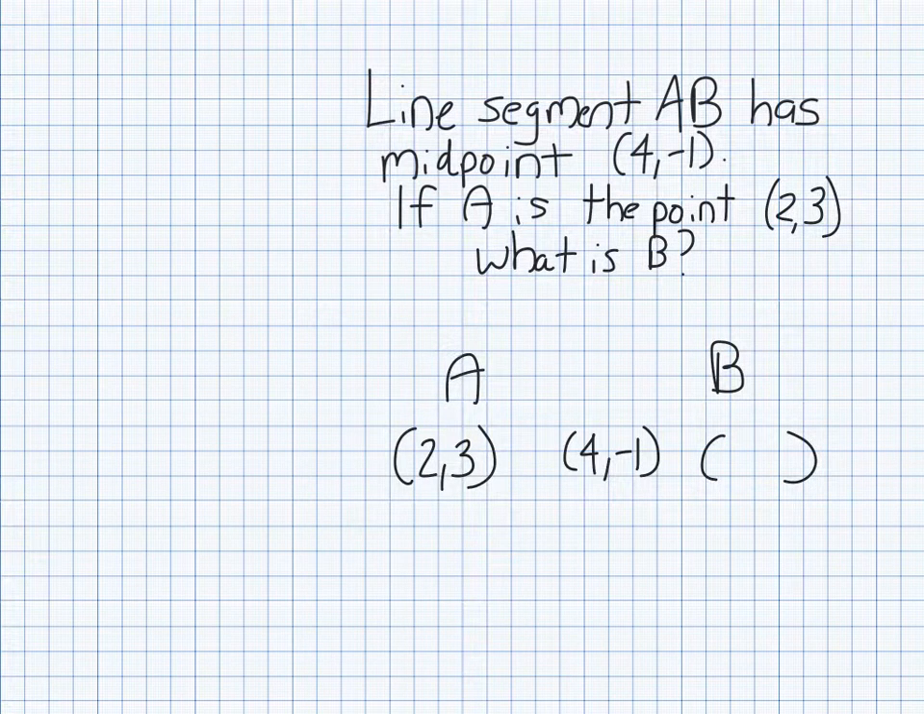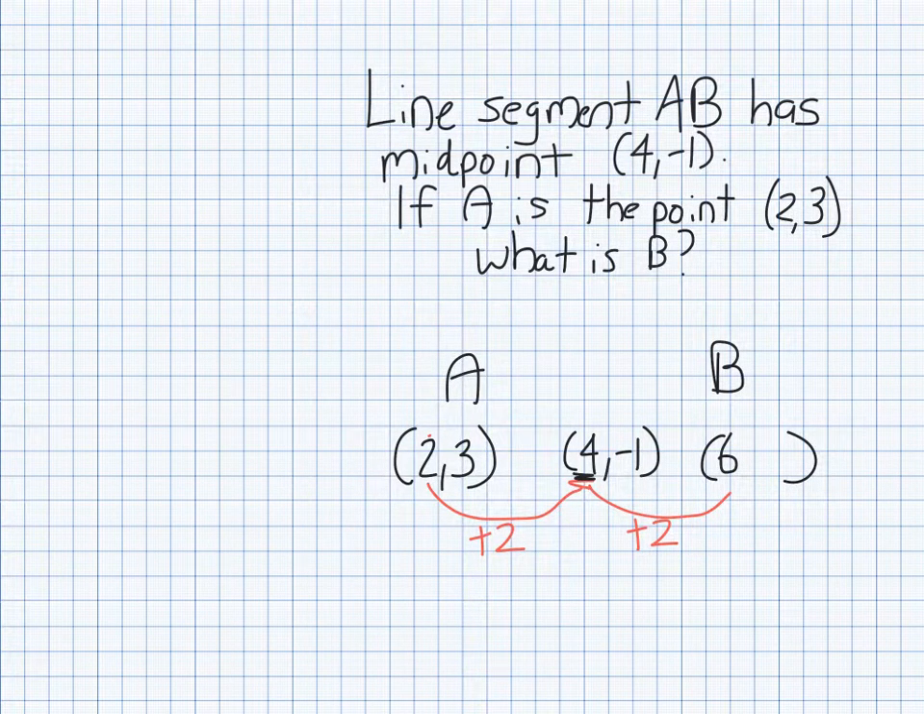Well, it's going to be a point. Because the midpoint is in the middle, 4 is in the middle of 2, the first x value, and the next x value. We added 2 to go from A to the midpoint, so we need to add 2 again to get 6. That makes sense because 4 is in the middle of 2 and 6.